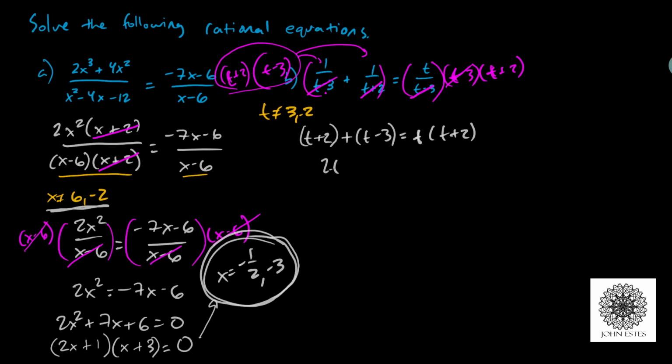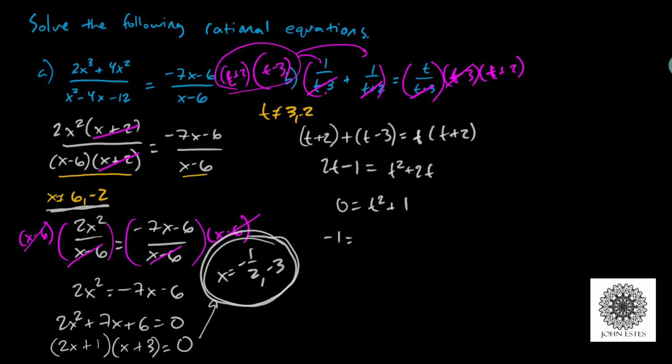Let's see, we get 2t minus 1 equals t squared plus 2t. Okay, so then I can make this a quadratic equation, bring everything over to the right hand side. I get 2t minus 2t, so those go away, plus 1. Okay, so I end up with 0 equals t squared plus 1.